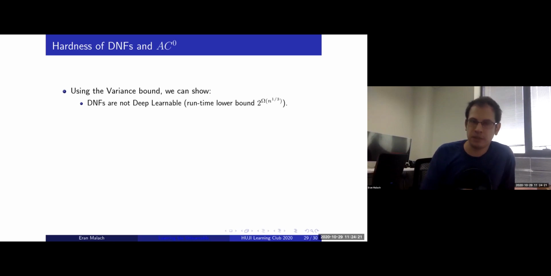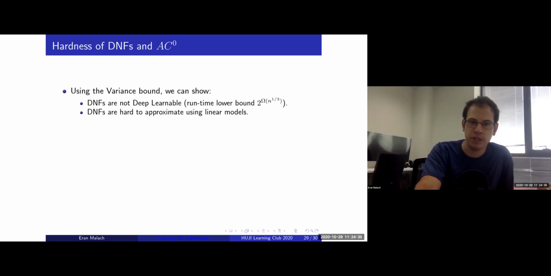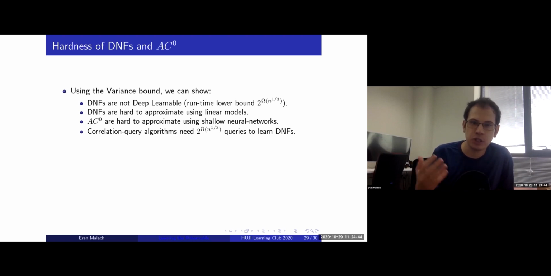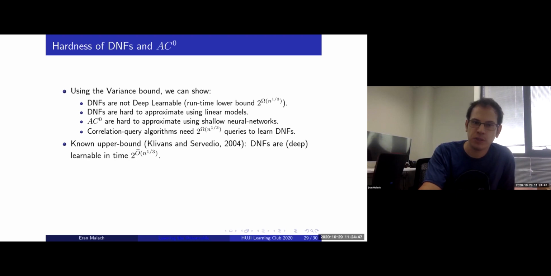We can show that DNFs are hard to learn with deep learning or with correlation queries, with an exponential lower bound that really matches our upper bound. We can show that they are hard to approximate using linear models. We can show hardness of learning of Boolean circuits, and again hardness of learning with correlation queries. And these lower bounds really match the known upper bounds for learning DNF.